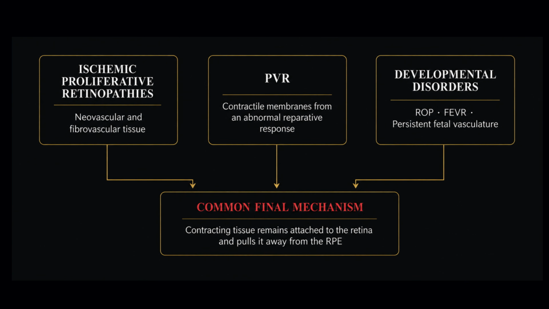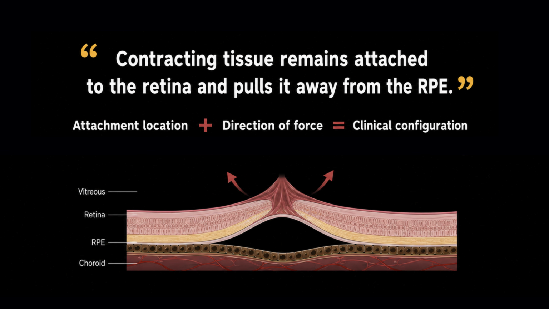So the disease processes are not identical. Diabetic retinopathy and other ischemic proliferative retinopathies produce neovascular and fibrovascular tissue. PVR produces contractile membranes through an abnormal reparative response. And developmental disorders such as ROP, FEVR, and persistent fetal vasculature have their own underlying anatomy. But all of them can reach the same final mechanical result, that is, a contracting tissue that remains attached to the retina and pulls it away from the RPE.